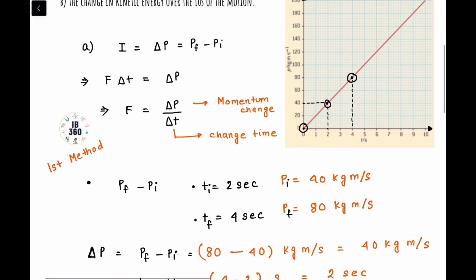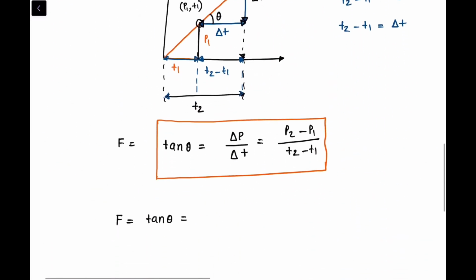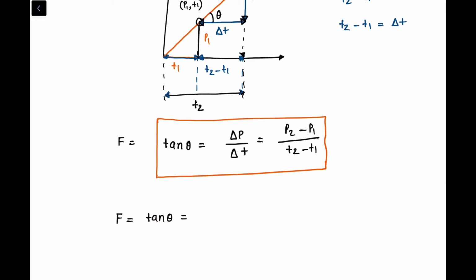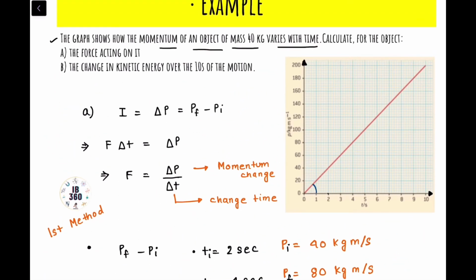And is the slope of the graph constant? The slope of the graph is always constant. Take any 2 points, the angle will always be theta. If you take these two points, the angle will be the same, theta. So the slope of the graph is always constant, so the force is also constant. As tan theta, that is the slope, is constant, the force will always be constant.